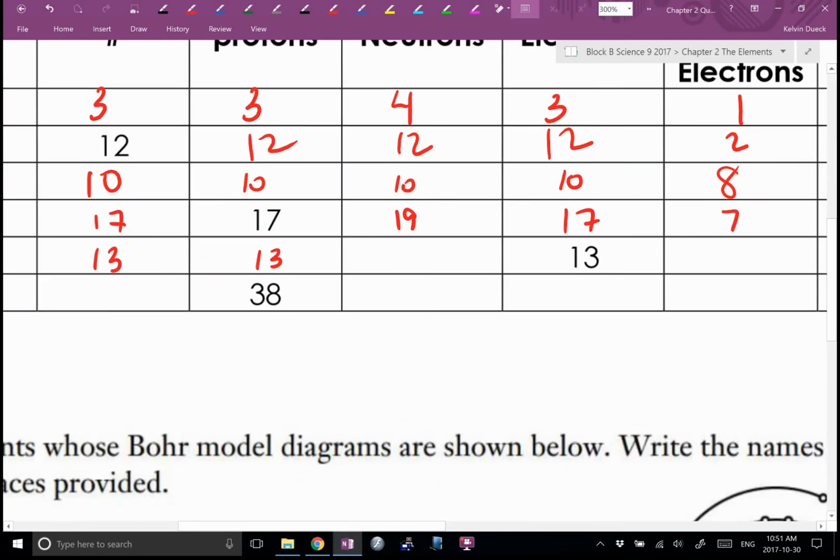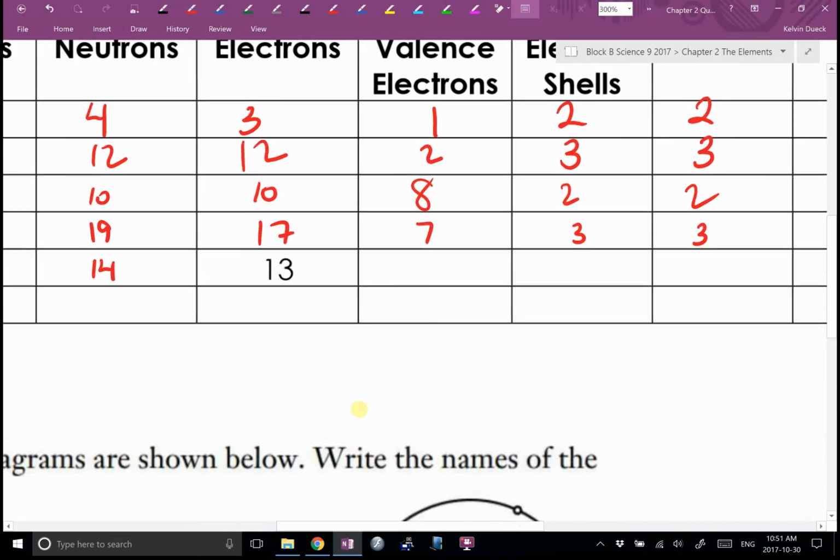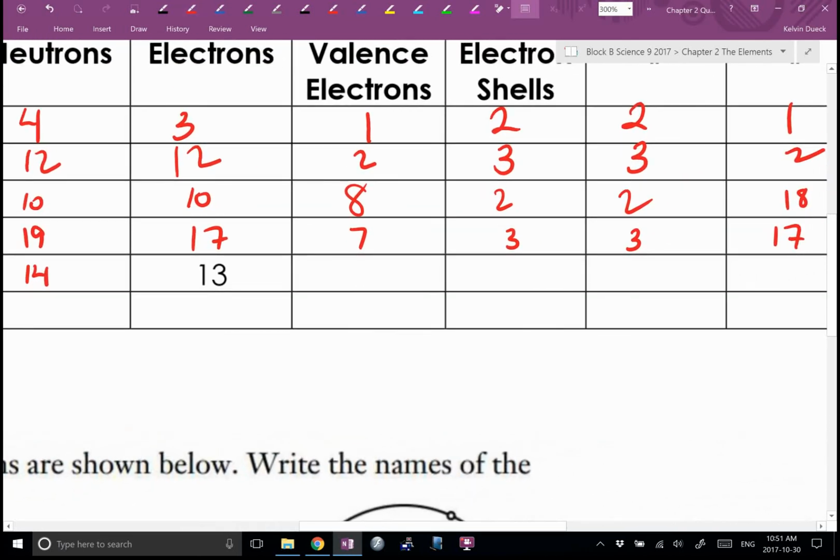Aluminum, 27, take away 13. 14 neutrons? Number of valence electrons, 3. So it will get rid of 3 electrons to become an ion. Electron shells, 3 and 3? Yep. 3 shells, third period, and its family number 13.